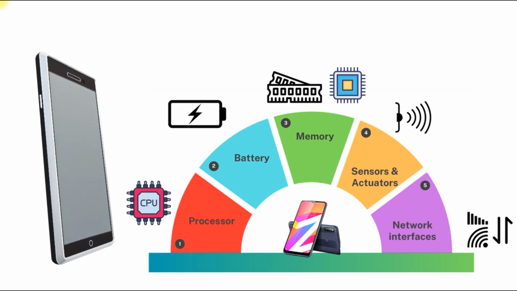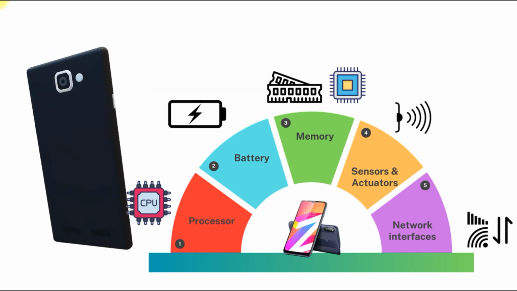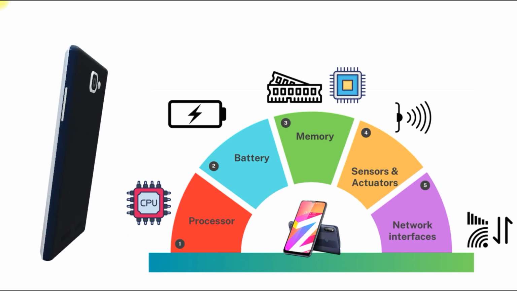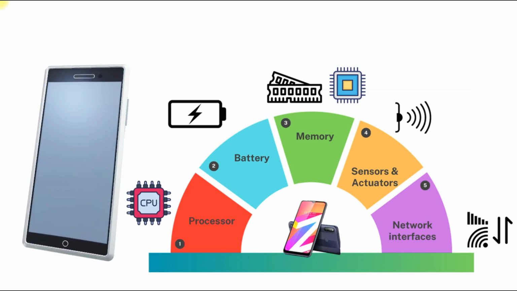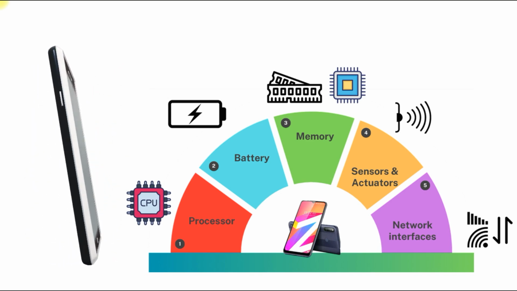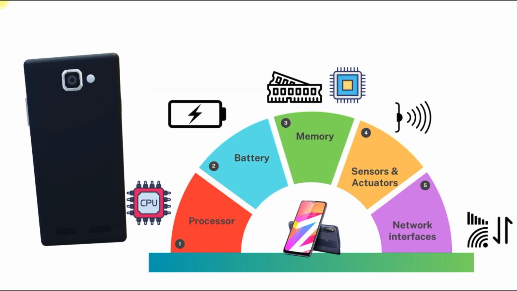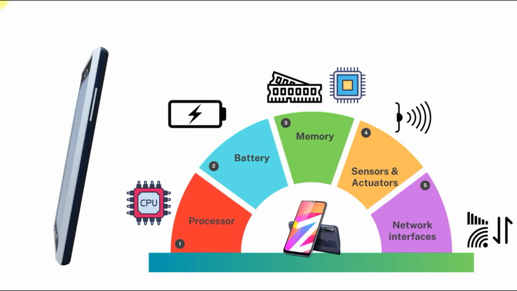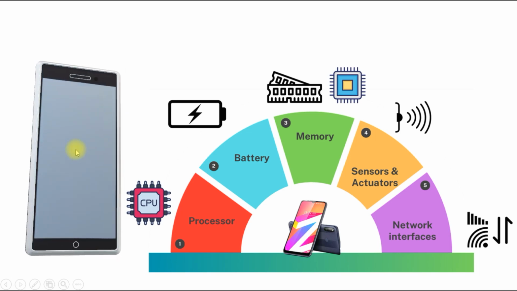And sensors and actuators: we are using so many sensors in our mobile phone, like the fingerprint sensor, camera, proximity sensor, and gyroscope. Each and every sensor interacts with the environment, and actuators are like the speaker; the microphone is also a sensor. Our mobile phone has so many sensors and actuators, and our touch screen is itself a sensor as well as an actuator.